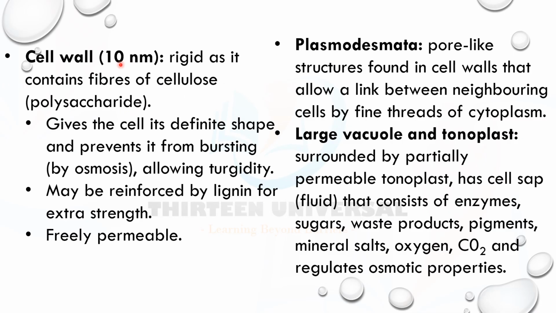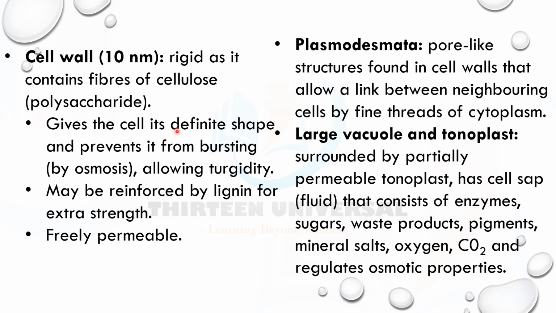Cell wall, 10 nanometers, rigid as it contains fibers of cellulose polysaccharide. In plant cells, it's made up of cellulose polysaccharide. In animal cells, it doesn't exist. In protists, it's also made of cellulose. But in fungi, it's made up of chitin. In bacteria, it's made up of peptidoglycan.